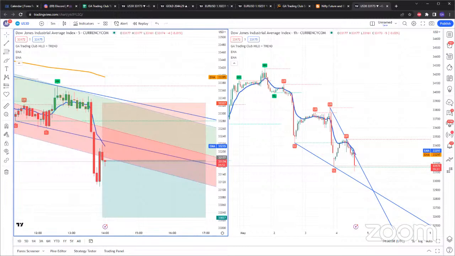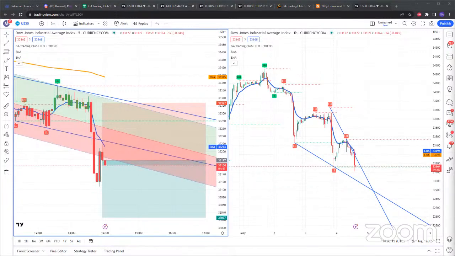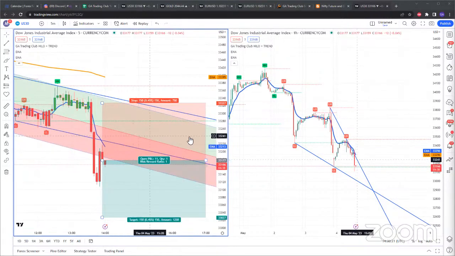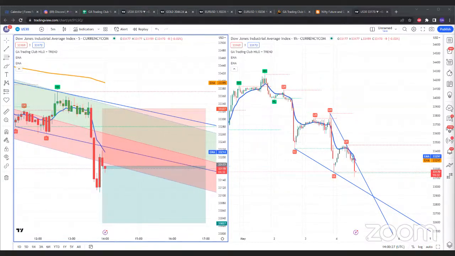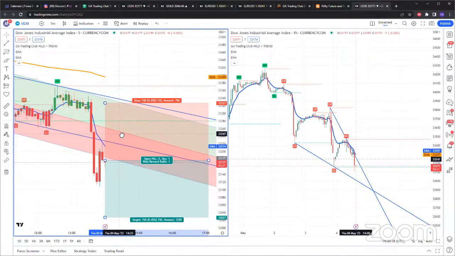Let's see, did I get filled in? Okay, I got filled in, but that's the trade right there. I was wondering why my trade copier. So yeah, risk no more than 0.5%. I got filled in though. There was just a little delay. So that's the trade we're in.